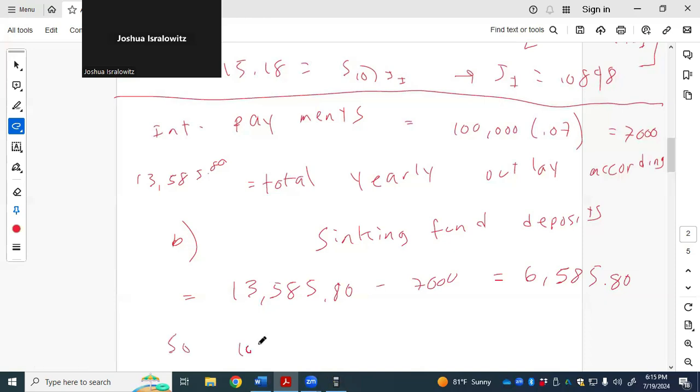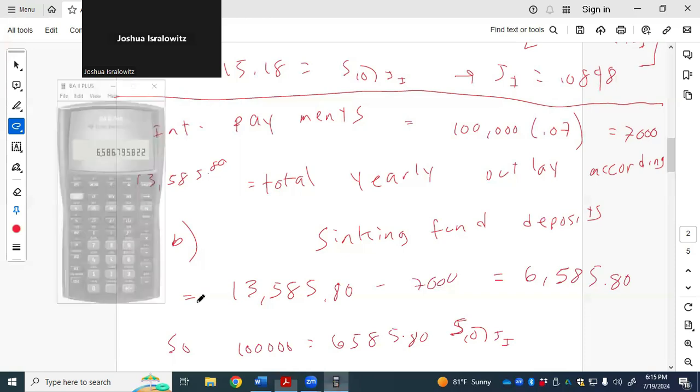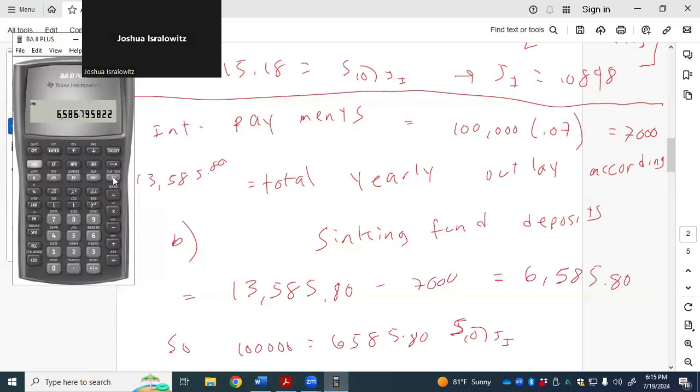All right, so you need 100,000. It's going to be 6,585.80 S10. Sorry, that's an S. All right, so that's the payments. 100,000 negative future value, 10 N. And we should get the same answer. Of course you do.